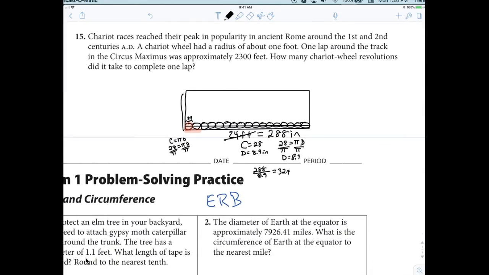All right. Now let's try 15. Chariot races reached their peak in popularity in ancient Rome around the 1st and 2nd centuries. A chariot wheel had a radius of about 1 foot. One lap around the track was 2,300 feet. How many chariot wheel revolutions did it take to complete a lap? Now look, everybody should get this one right now, so this should be pretty easy. All right, tell me how many rotations did the wheel make to get all the way around?